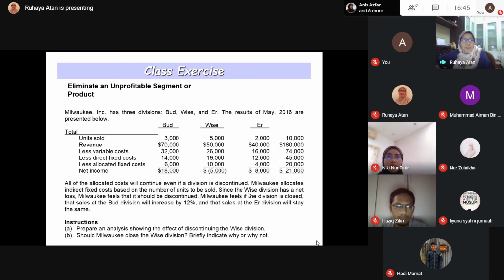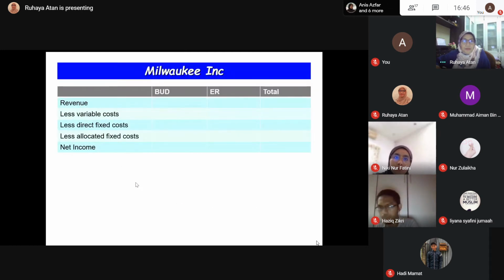So since Weiss division has a net loss, they feel that they want to discontinue this division. And Milwaukee feels that if the division is closed, sales in the Bud division will increase by 12%, and sales at the Earl division will still remain the same. So if you close this division, the sales of Bud division will increase slightly. Okay, so let's see whether it is best to close it or not. You prepare the column and compare them. Okay, so I'm just going to go fast.